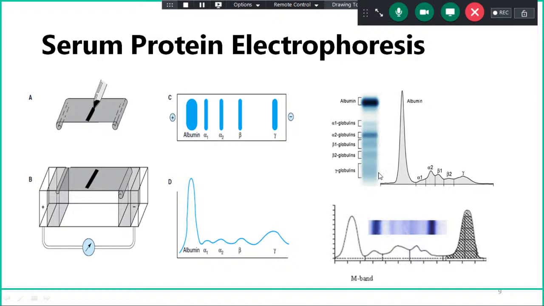There is no band here in the gamma globulin region, but here you can see a dark band, which denotes the increase or spike in the gamma region, which is because of monoclonal immunoglobulin, as in the case of plasma cell cancer, multiple myeloma. So the whole purpose of doing serum protein electrophoresis is to know which fraction of the protein is increasing or decreasing, so that we can pinpoint the pathology.